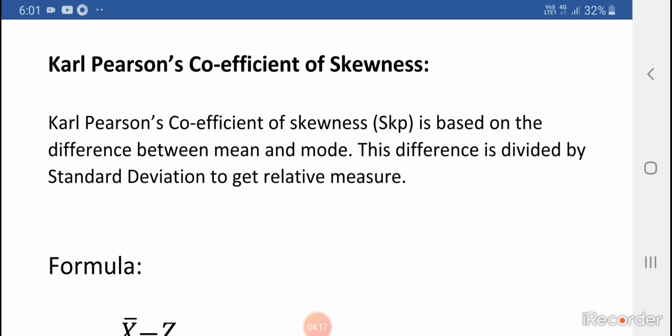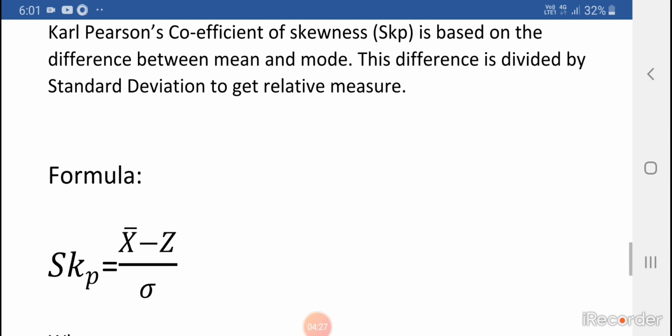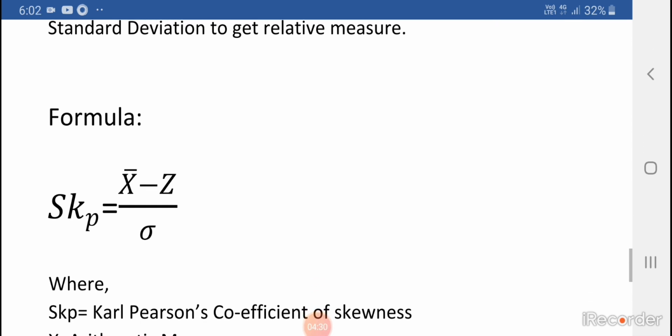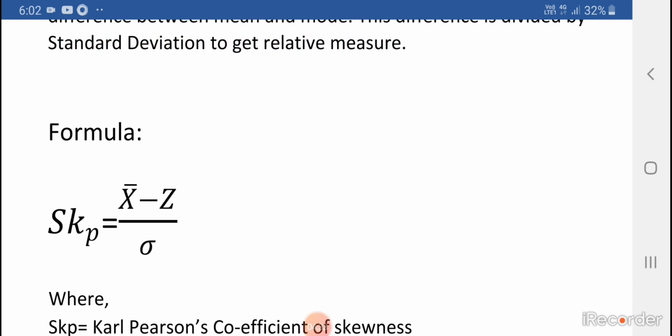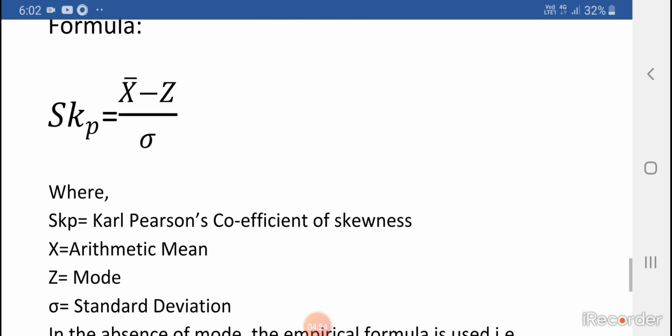To find skewness, we follow several methods, but in your syllabus you have Karl Pearson's coefficient of skewness. How to find this skewness using this formula? The formula says SKP is equal to x bar minus z divided by standard deviation. K stands for Karl, P stands for Pearson, and S stands for skewness, that is Karl Pearson's coefficient of skewness: x bar minus z divided by standard deviation.